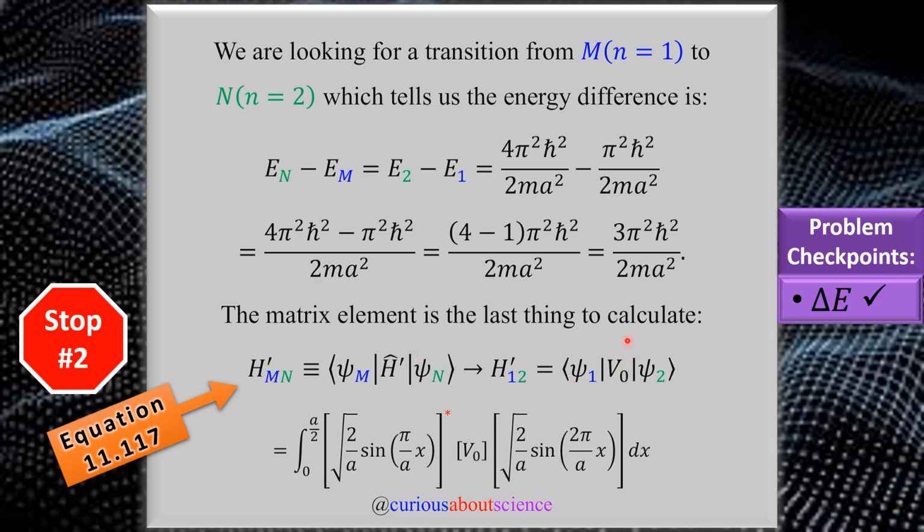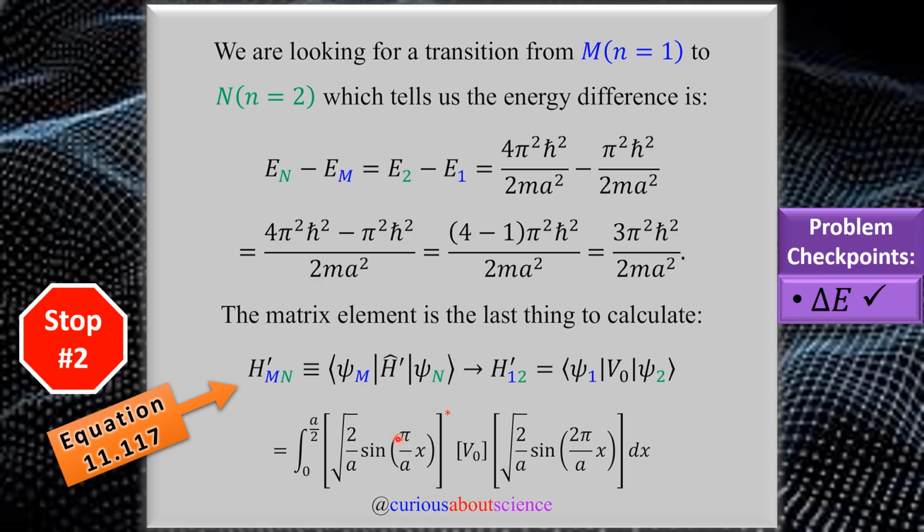knowing that the perturbation does not affect anything in the kinetic term, only the potential term, we see that now we get a V0, 0 for 0 to a over 2 in the well. Okay, so once again, in a product, this is all spatial, so we put it in the integral from 0 to a over 2, and now we just simplify.